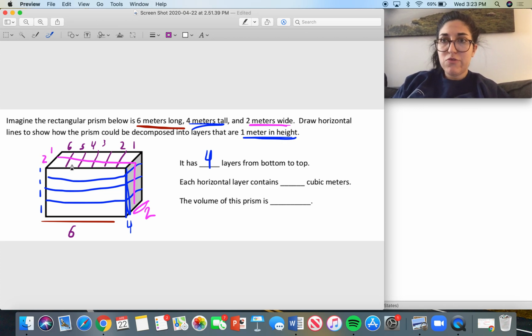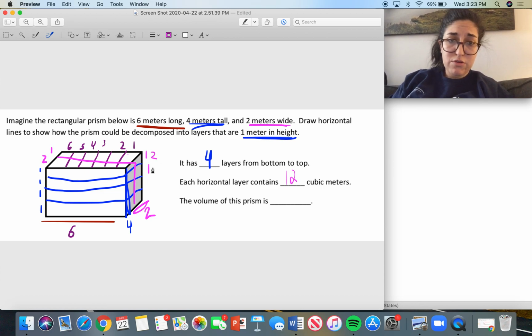So then the question is, how many cubic meters does each horizontal layer, so one of these, have? Let's count them. 1, 2, 3, 4, 5, 6, 7, 8, 9, 10, 11, 12. 12. And so if this top one is 12, then this middle one is going to also be 12. This other middle one will be 12, and the bottom one will be 12.